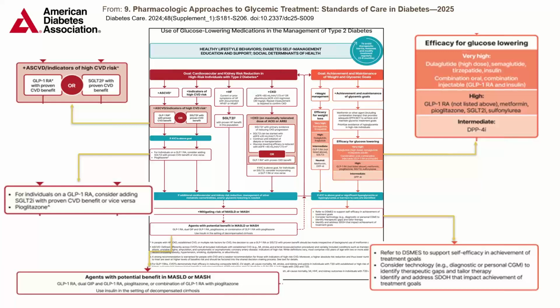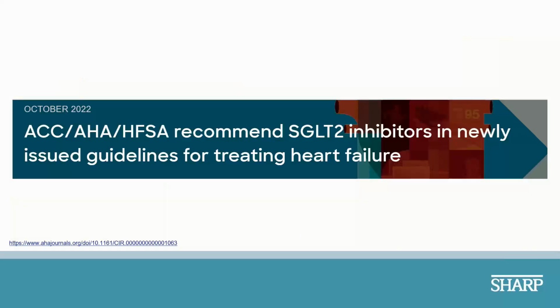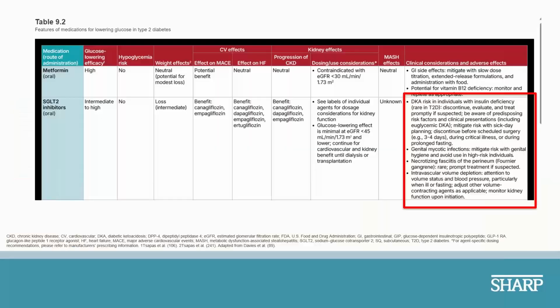So at the very bottom right of your screen, the American Diabetes Association does support that somebody would need diabetes self-management education to make sure that we're looking at all of that. And again, in October 2022, the ACC, the AHA, and the HFSA recommended SGLT2 inhibitors for treating heart failure. And now we're in 2025. So it's been a couple of years, and we're getting really great results.